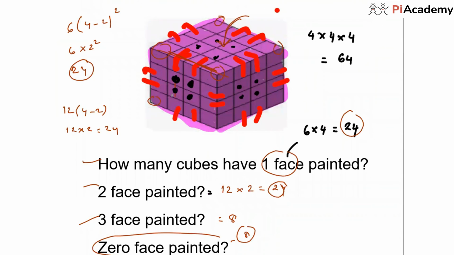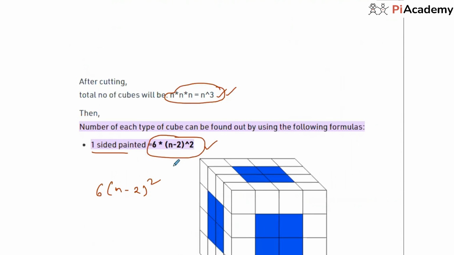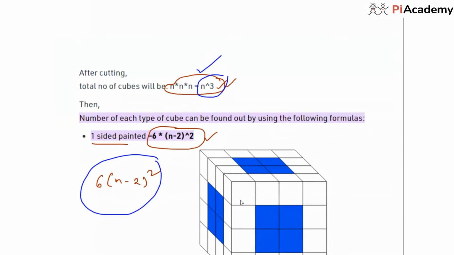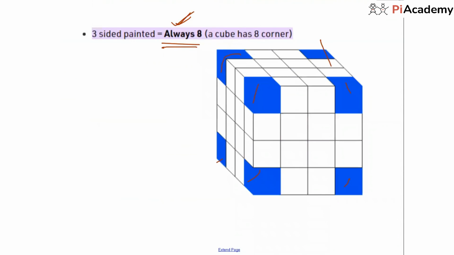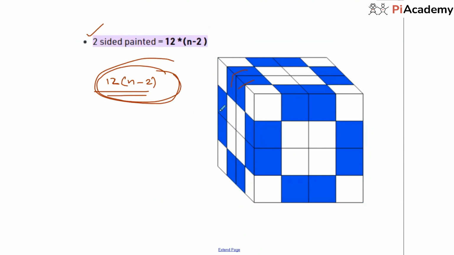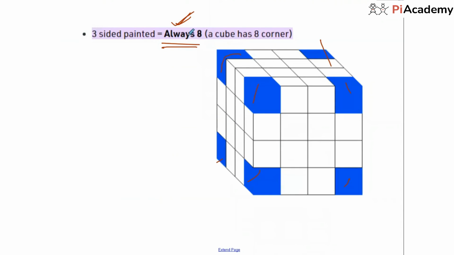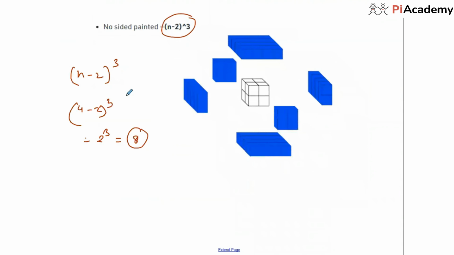Regarding these formulas, someone asked. When you have a cube like this and you want to find the number of one-sided painted cubes, the total number of cubes is n cubed. Remember that one-sided painted is 6 times (n minus 2) squared. That's the formula for one-sided paint. For two-sided painted it is 12 times (n minus 2), and three-sided painted is always 8. Remember that. And zero-sided, no side painted, is (n minus 2) cubed. These are the formulas.